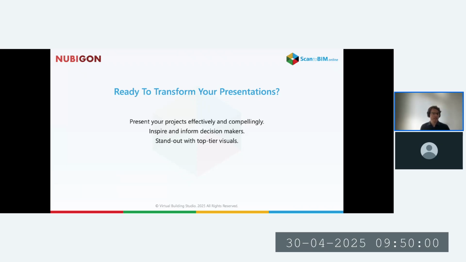And at the end of the day, we help our users with a dedicated solution to present their projects in an effective and a compelling way, to inspire and inform decision makers, whether they are experienced in the space of scan-to-BIM or not at all, and stand out with top-tier visuals in a space that is becoming increasingly competitive.